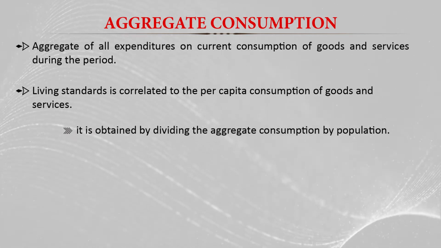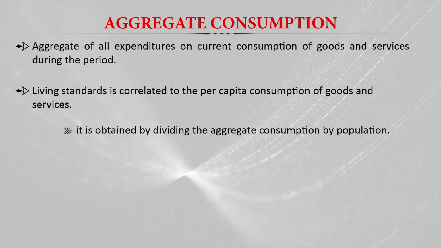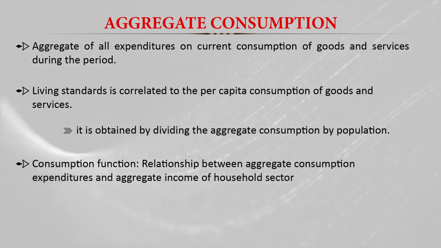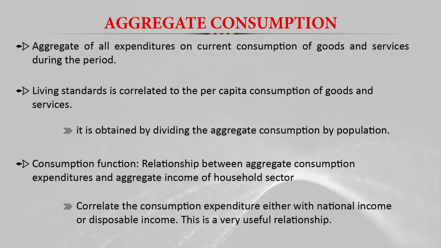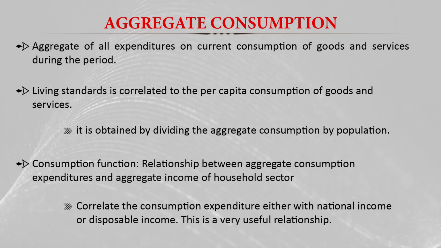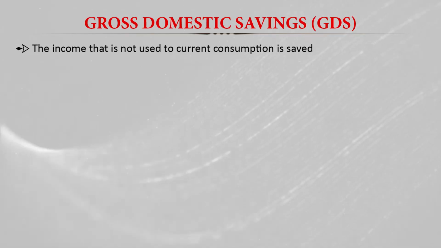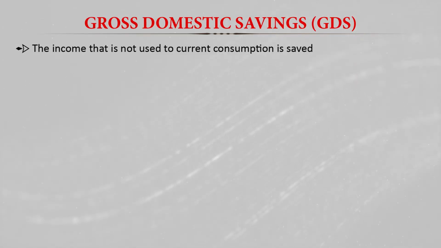Here, in the case of aggregate consumption, another important concept is the consumption function. Basically, it is a relationship between aggregate consumption expenditure and the aggregate income of the household sector. Here, we correlate the consumption expenditure either with the national income or disposable income, and this is a very important concept for understanding the consumption function in the country. Gross domestic saving is another aggregate measure, and income that is not used for current consumption is saved.